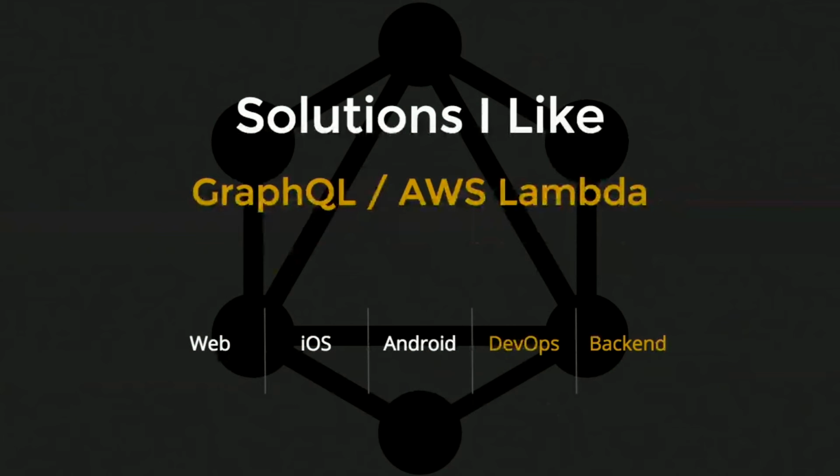The other side is the DevOps and backend, and there are definitely some solutions that I like to solve this people problem. Well, where am I going to get all these people? And I can't really afford very many. I guess I want to start with AWS Lambda.